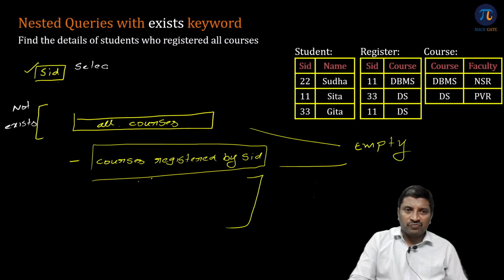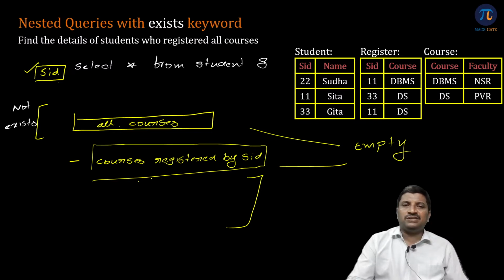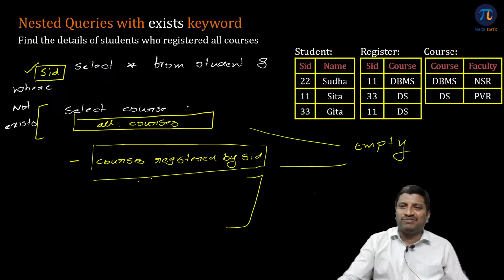Select, you can write star or you can write any column. Select star from student where not exist all courses. How to get all courses, sir? Select course name. I think we gave the same name for column and table also. Don't confuse with that. Select course from course table. Minus. Instead of minus, what is the keyword, sir? Minus courses registered by SID.